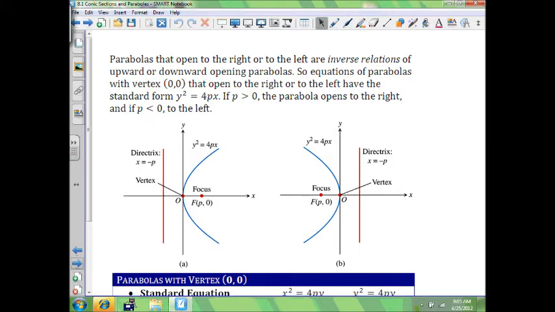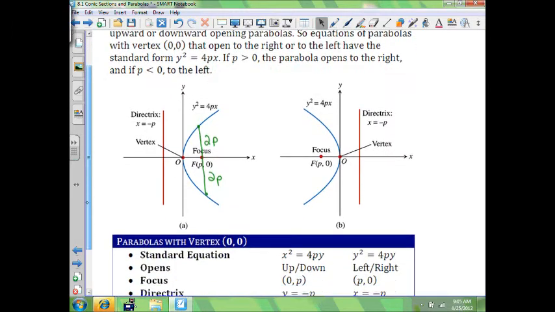Now, since x squared opens up and down, y squared will open left and right. Again, I told you about the 4p. If we make vertical lines here, the focal width will be 4p. So when we draw that, this will be the 2p, and that'll be the 2p. If p is bigger than 0, then it's going to open to the right or up. If it's less than 0, it's going to open to the left or down.